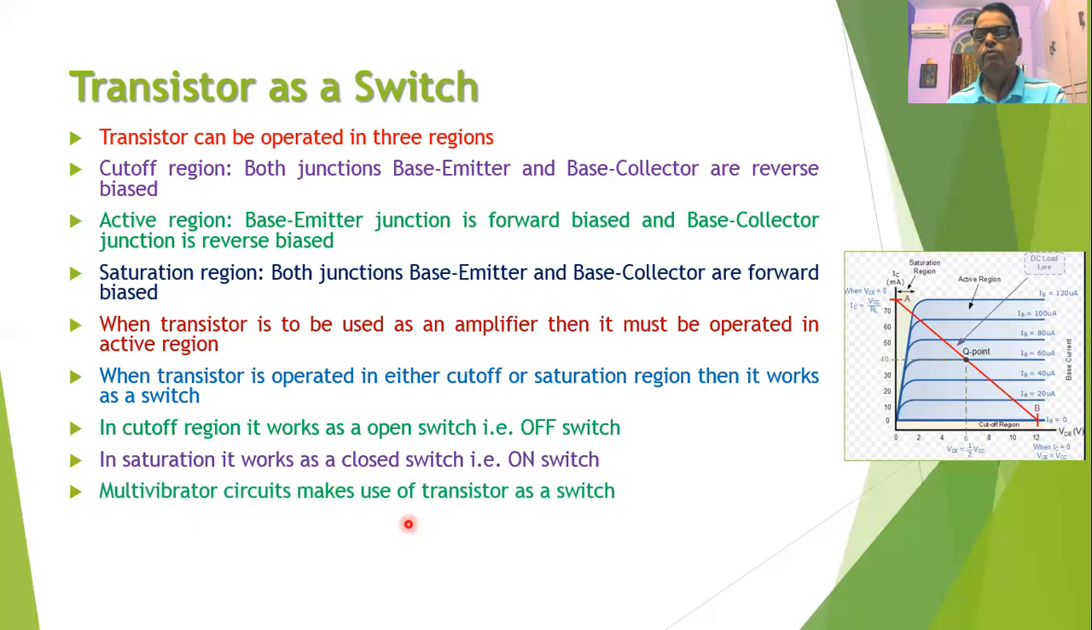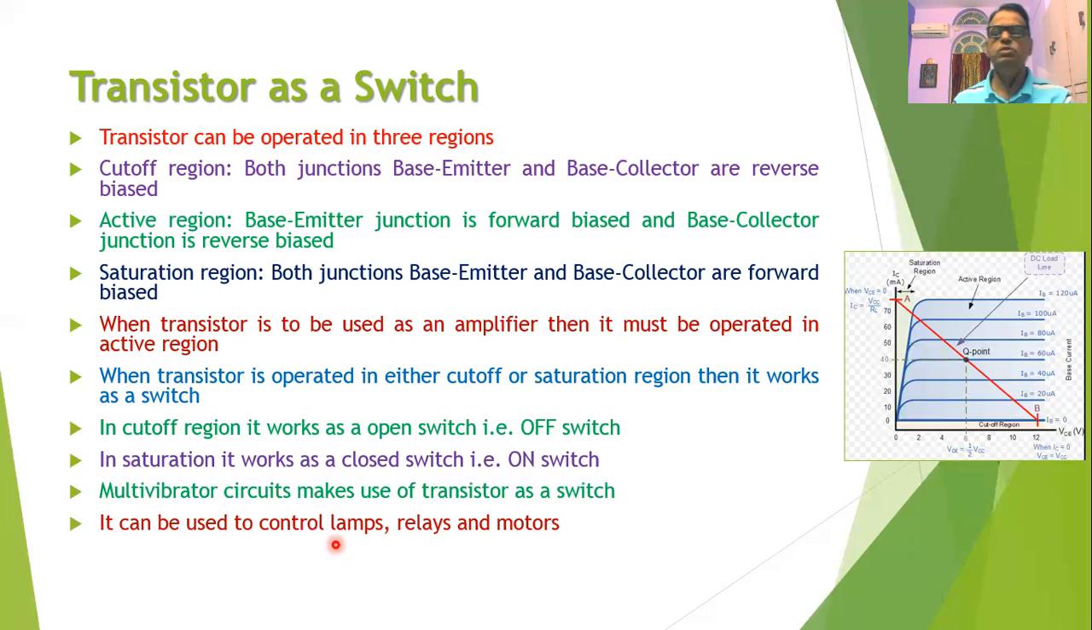Whenever we want to study multivibrators, it is necessary to understand these characteristics of the transistor, because in a multivibrator, a transistor is always used as a switch. So in multivibrator circuits, the transistor is not used as an amplifier, but it is used as an electronic switch. The characteristics of the transistor as a switch are very important to us because by using the transistor as a switch, we can control lamps, relays, and even motors.